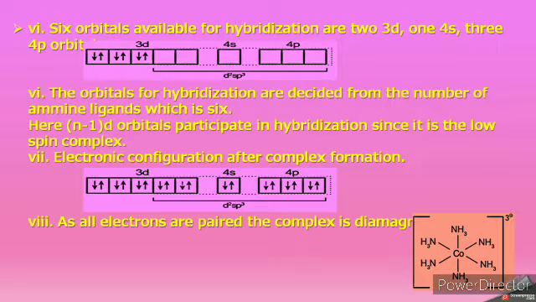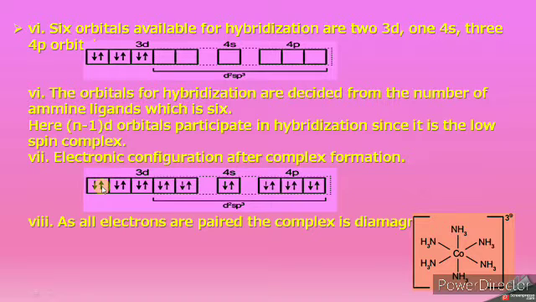Okay. So two 3d orbital, one 4s and 3 4p orbitals. So orbitals for hybridization are decided from the number of ammine ligand, which is 6. So here the complex is low spin complex and inner complex. And when ligand donate the 6 lone pair by 6 different nitrogen of ammonia molecule, then your electronic configuration after complex formation will be like this.